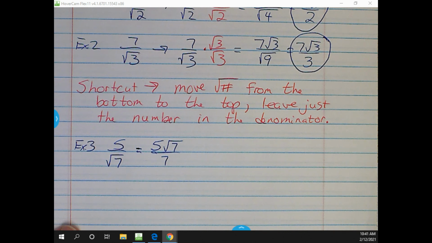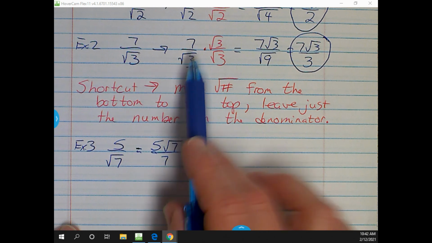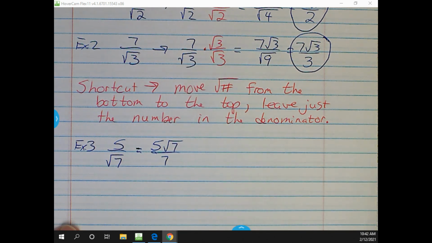Okay. And the reason that works out is that if you multiply on the bottom, 7 times 7, that's going to be 49, which is a perfect square. When you take the square root of it, you're always going to get that here. And the top part, well, it's just going to work out that way.